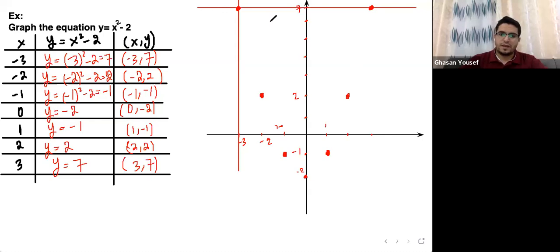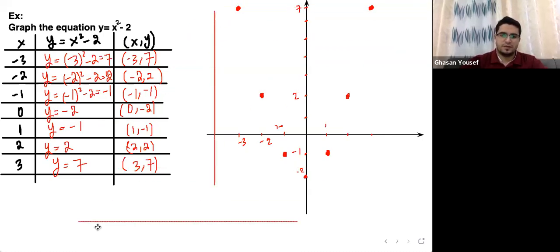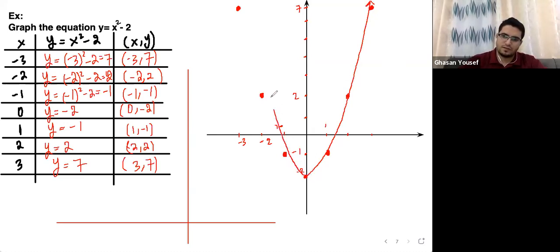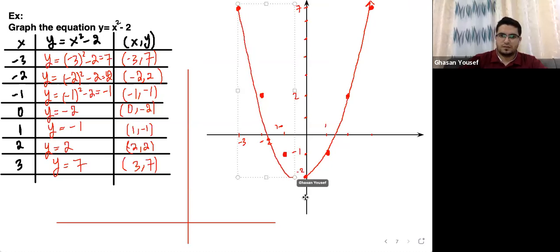If I want to graph or connect these points after I draw all of them, the graph will be something like this. You will see something like a parabola. This is okay, like this on this side and the other side like this.